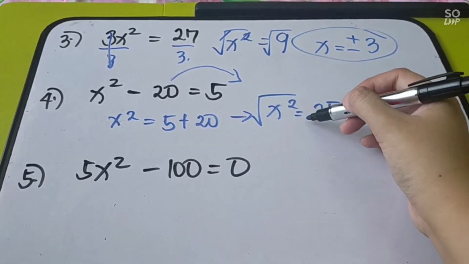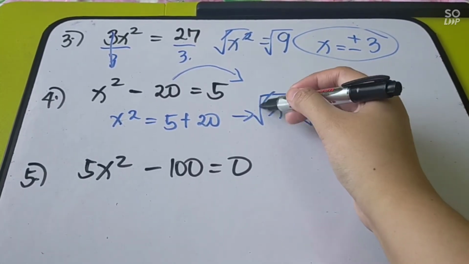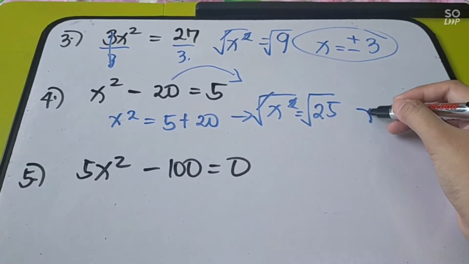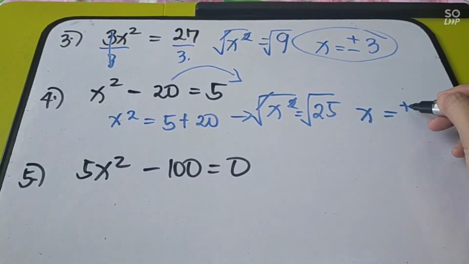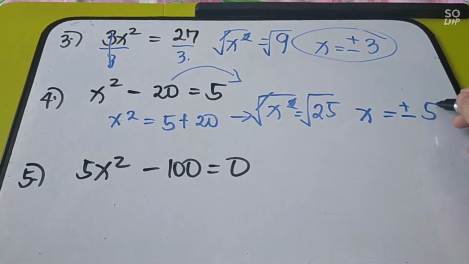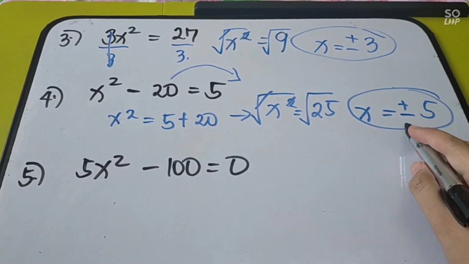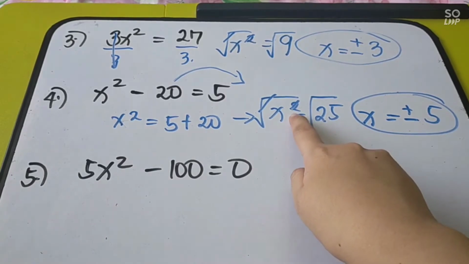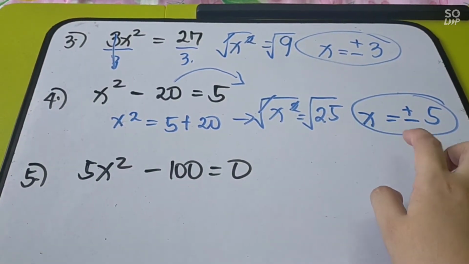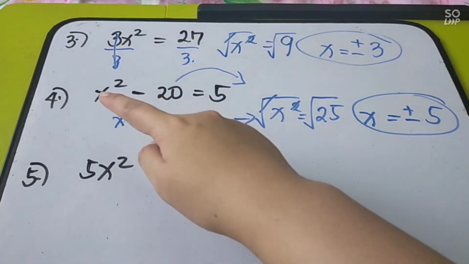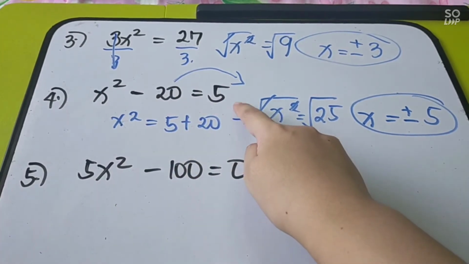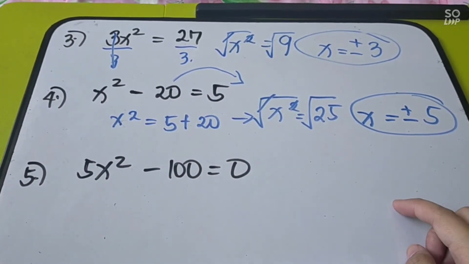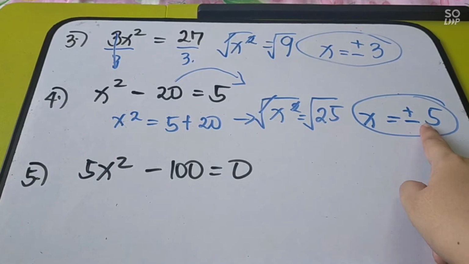So, square root both sides, canceled out. So, the answer here is x is equal to positive and negative 5. So, wag kakalimutan yung positive and negative 5. Kaya po yan squared, meaning any of them, kahit positive or negative ang substitute mo dyan, magiging ang sagot ay 5. Naintindihan?